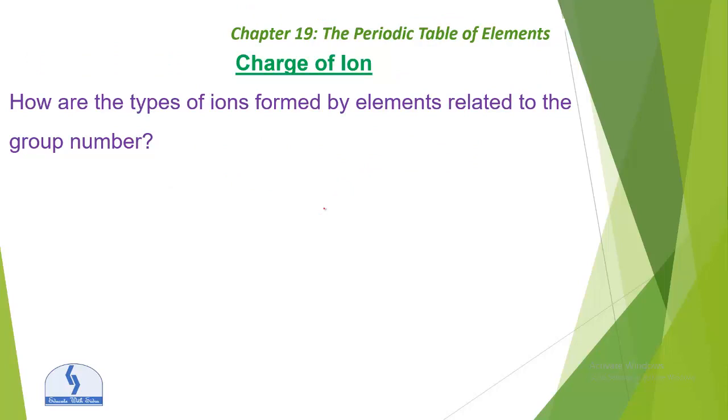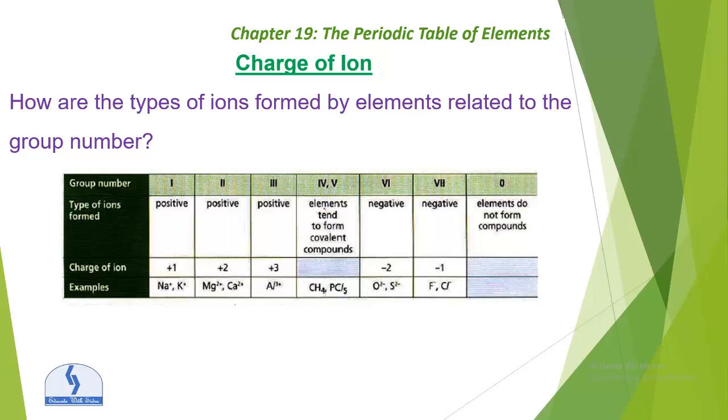How are the types of ions formed by elements related to the group number? Let's take a chart. Group number 1 forms a positive ion, right? Because it loses an electron, so it is +1 charge. Group 2 loses 2 electrons, which means +2. Group 3 loses 3 electrons, so it is +3. Examples for group 1 are sodium and potassium. Group 2 examples are magnesium and calcium. Group 3 example is aluminium. Group 4 and group 5 elements tend to form covalent compounds like methane and PCl5, right?